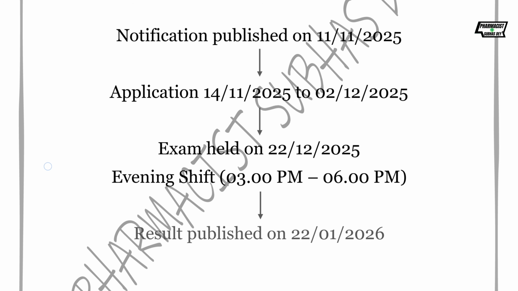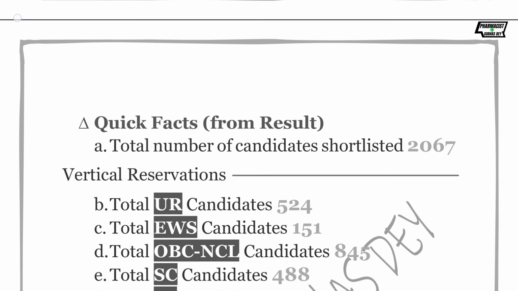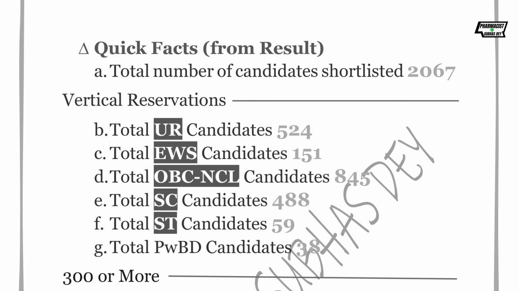So what was there in the result? We'll talk about this. So let's discuss some quick facts from the result. Total number of candidates shortlisted is 2067. That's huge. 2067 candidates were shortlisted, and everybody's roll number and their marks and their ranks, everything are there in the PDF which they have already provided. And I'll also provide that whole PDF, rank wise and category wise, after this video.